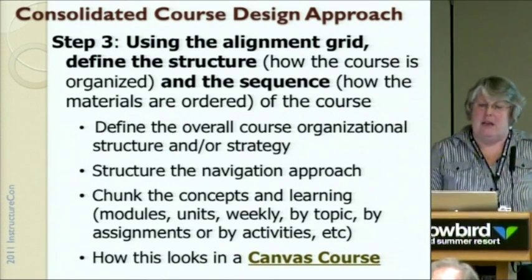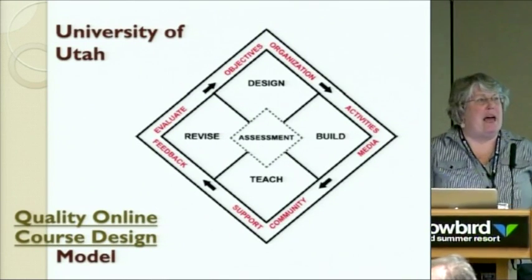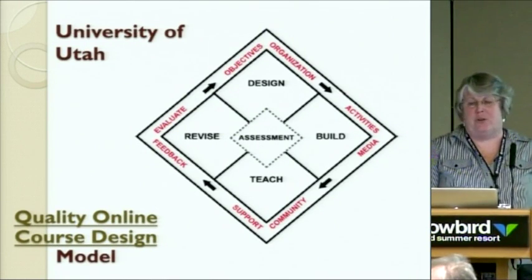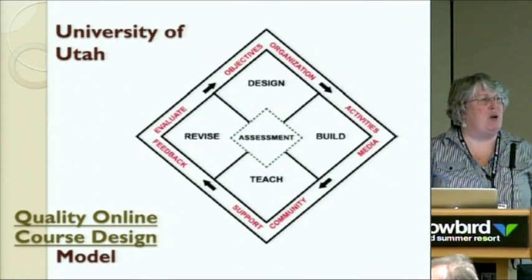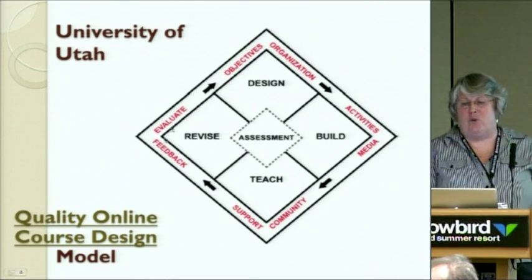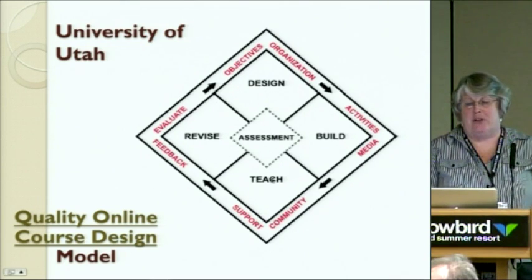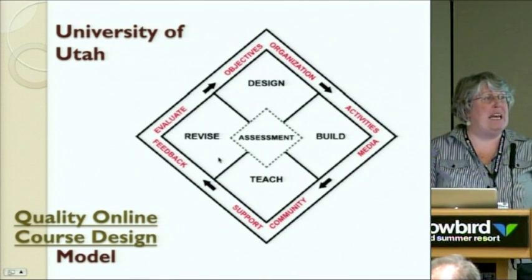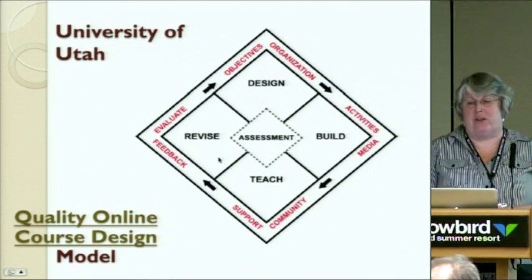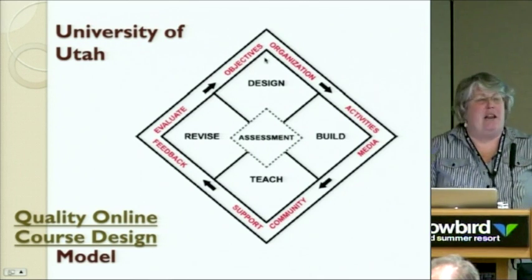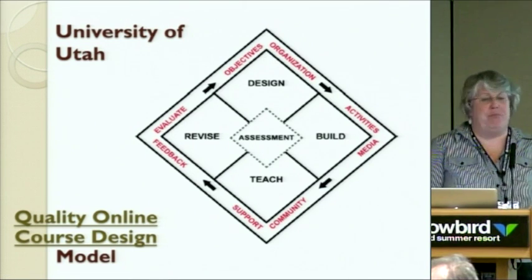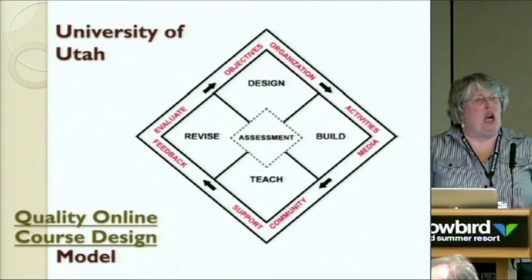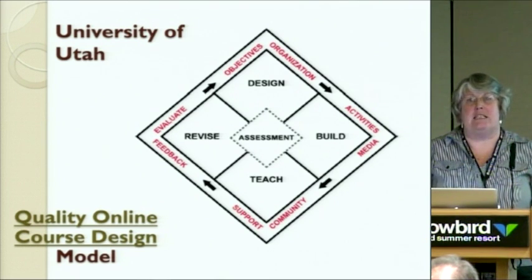Okay. This is a model taken from my course, my 4 modules, that we're using at the University of Utah to create a consultation process for faculty. So these 4 areas in the middle, design, build, teach, and revise, are the 4 phases that we want to take them through in the course design process. The red on the outside, I'll talk about in a minute. These are what we identified as 6 quality elements for the course design. The elements are linked directly to the phases of course design.